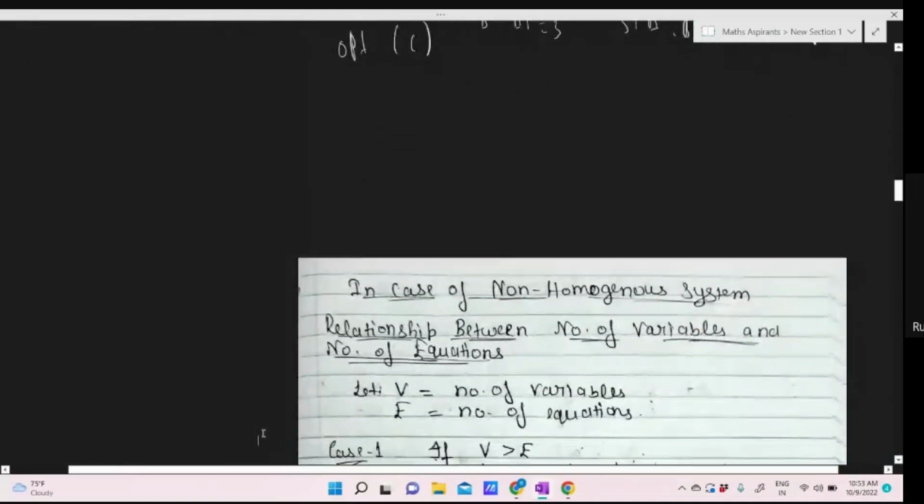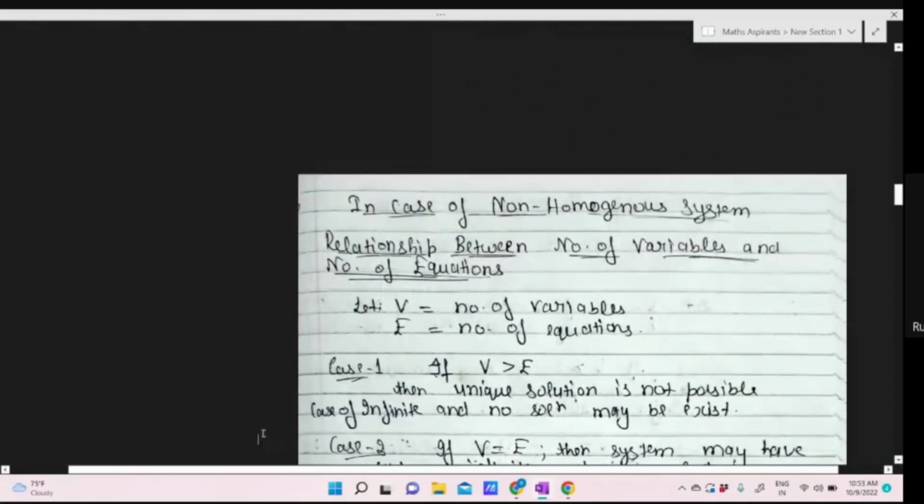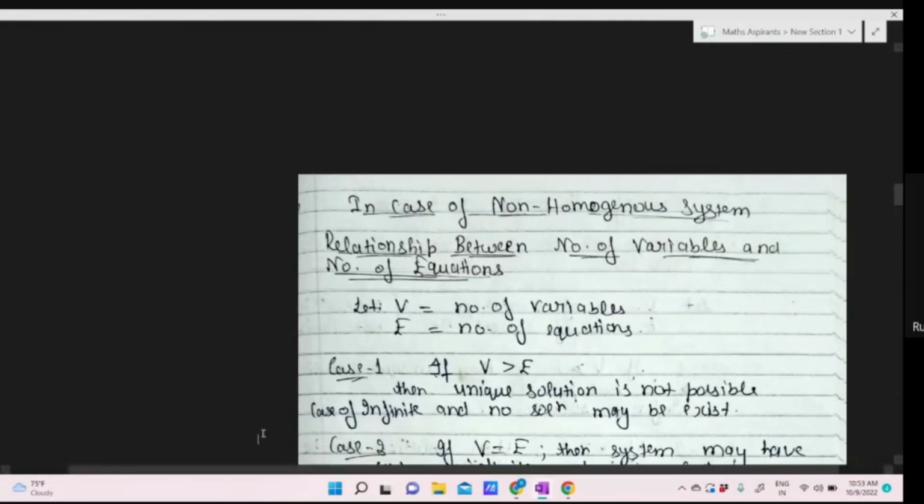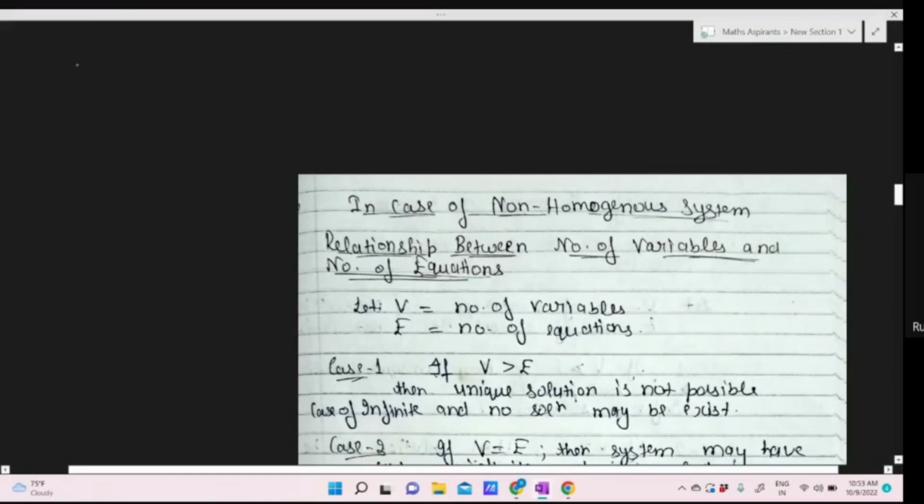Now we will discuss the relationship between the number of variables and the number of equations. Firstly, we will discuss the case of the non-homogeneous system, that is Ax equals B, where B is non-zero. Let V denote the number of variables and E denote the number of equations. Let A be the matrix of order M cross N. Here we can say that M is the number of equations and N is the number of variables.